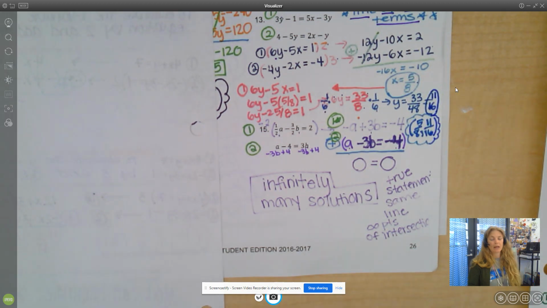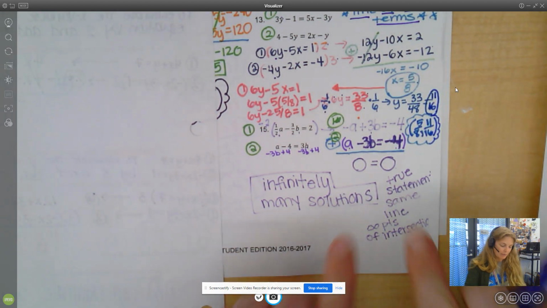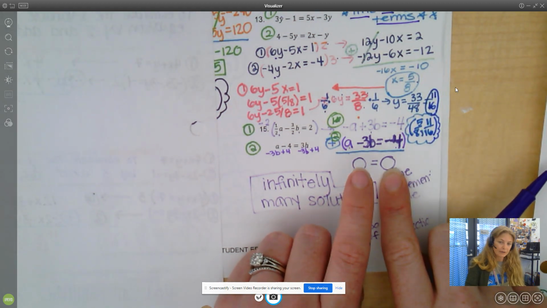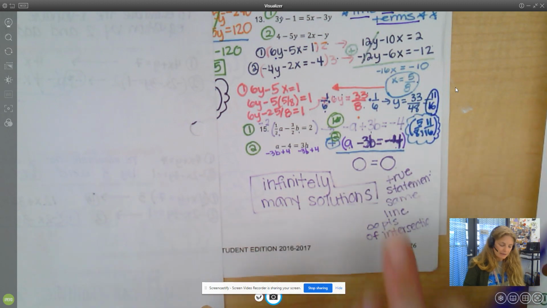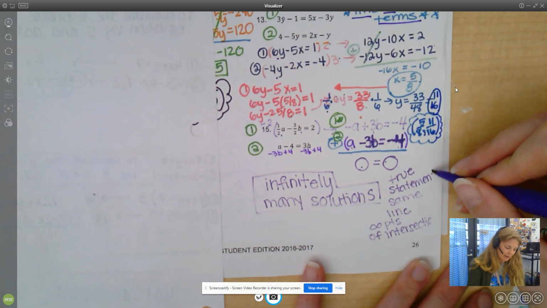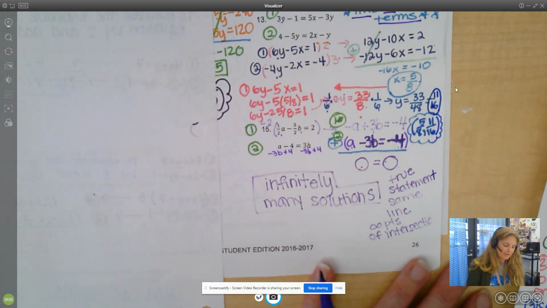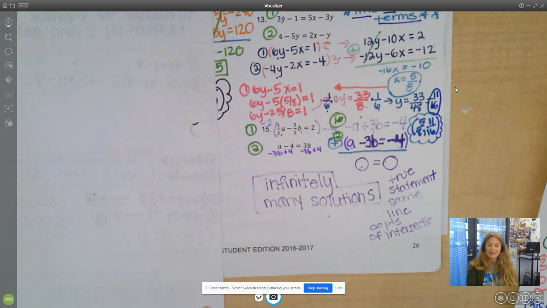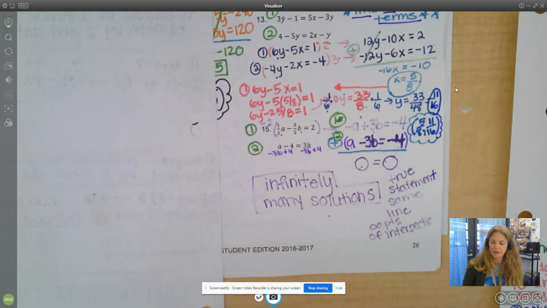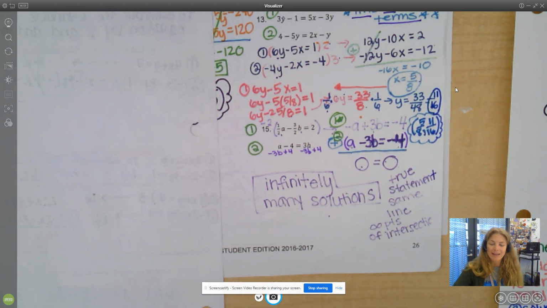So your true statement might be another number equaling the same number, but it might not be 0 equals 0. Maybe you got 4 equals 4 or -2 equals -2, something. I end up with 0 equals 0, and this is a true statement. And that means there's infinitely many solutions because these lines are indeed the same line that intersect everywhere. Remember, if your variables cancel out and you get a true statement, a number equals the same number, that means there's infinitely many solutions. Awesome job.